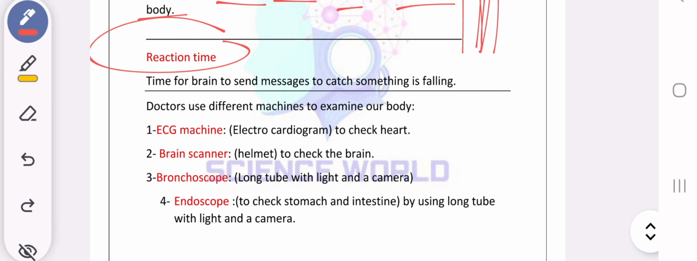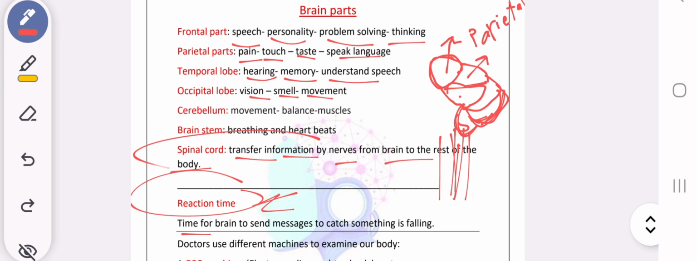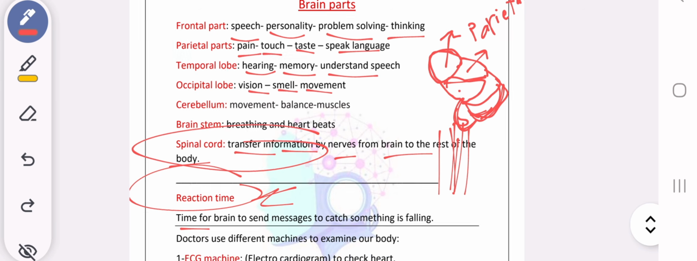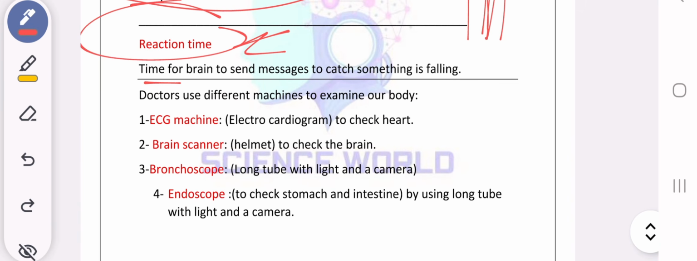I catch the cup from the air. Yes, this is reaction time. It's the time for the brain to send a message to catch something. We said the spinal cord will transfer the message from your brain. So your brain will give you the order to catch the cup. It's according to the time you will take. This is reaction time.